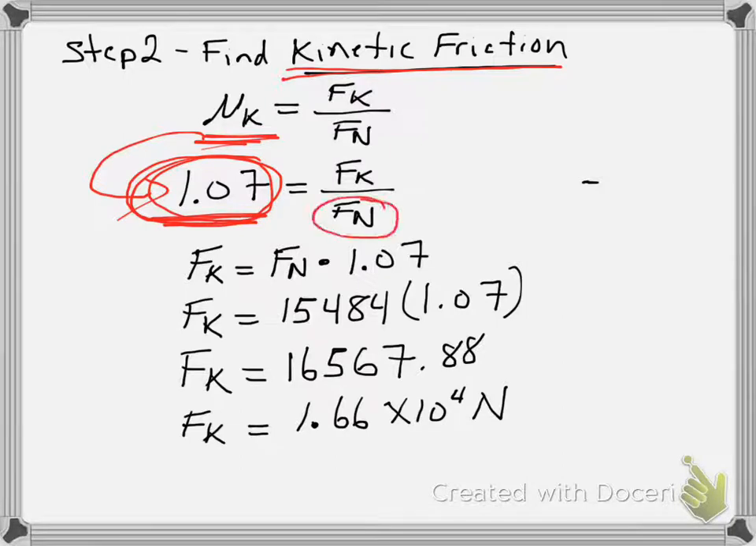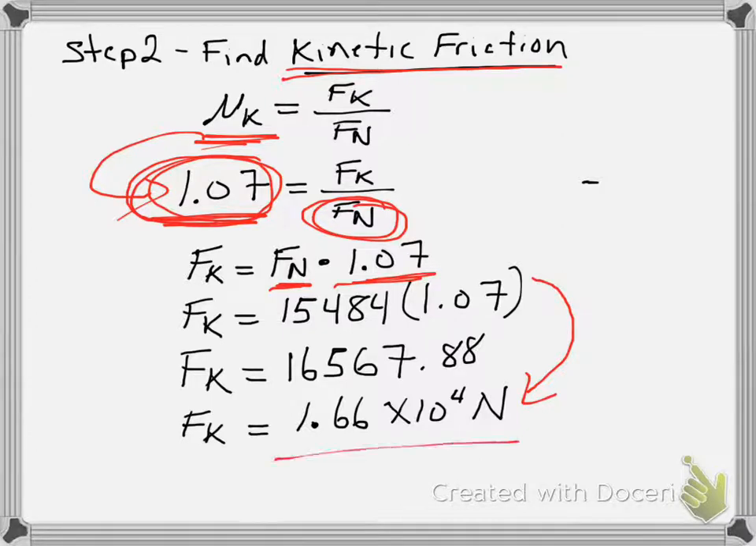Here we calculated our normal force from the previous question. So we're going to rearrange that. We're going to end up multiplying our normal force times our coefficient of friction, and then we're going to end up with 1.66 times 10 to the 4 newtons.